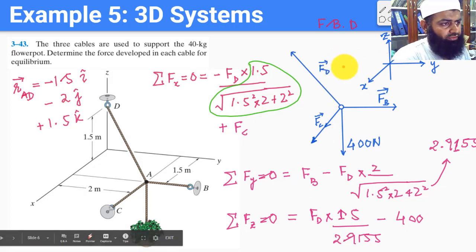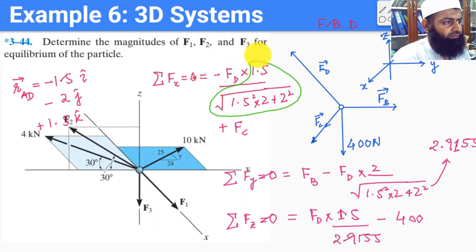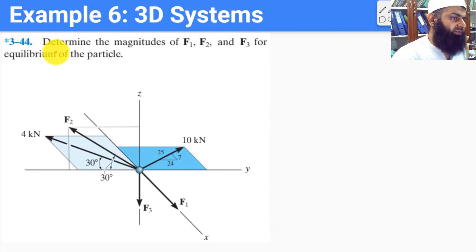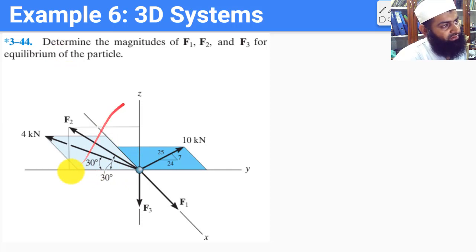So let's look at another example. Let's get rid of all of this. Determine the magnitudes of F1, F2 and F3 for equilibrium of a particle. So again we have 5 forces which are acting on a particle, and we want to find the magnitudes of F1, F2 and F3 such that this particle is in equilibrium. This is very similar to the example that we did earlier, so I will not solve this example in the video lecture. We would solve this together in the class.